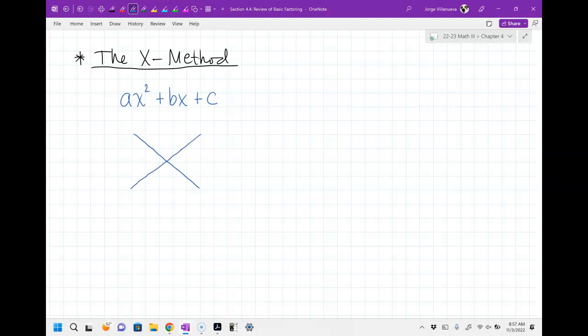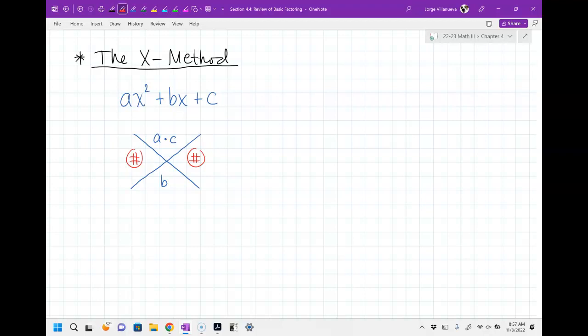Now on the top of the x, you're going to get your a times c. Whatever a is, whatever c is, you're going to put it at the very top. At the bottom, you're going to put your b value. Okay? Now here's the tough part. You're going to pick two numbers.